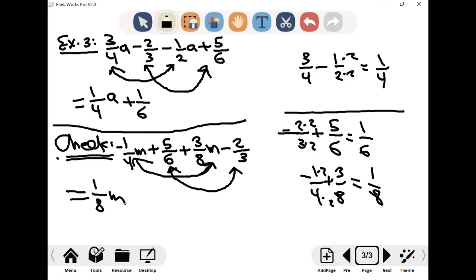We finished the m's. Now the fractions: on the side, 5 over 6 minus 2 over 3, times 2, times 2, 1 over 6. Done. Copy it. This is the check after example 3. Quickly, guys.